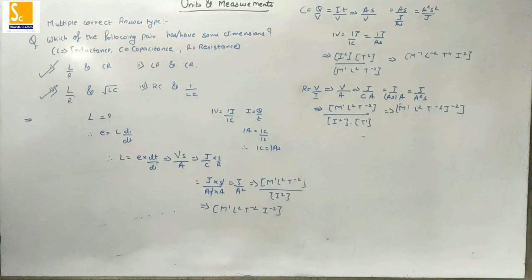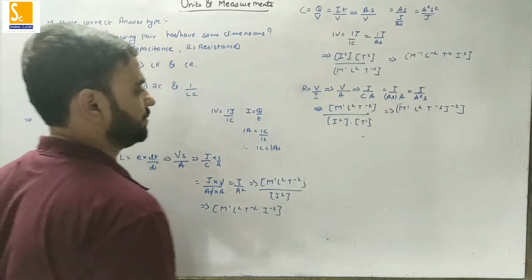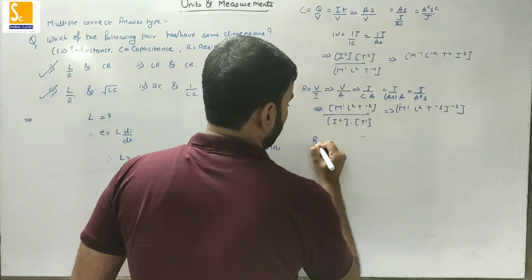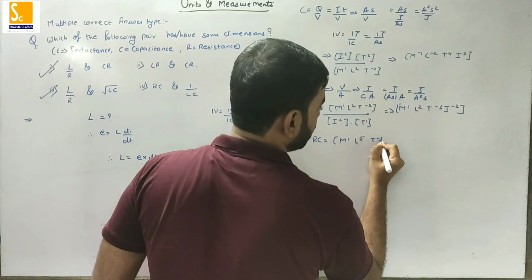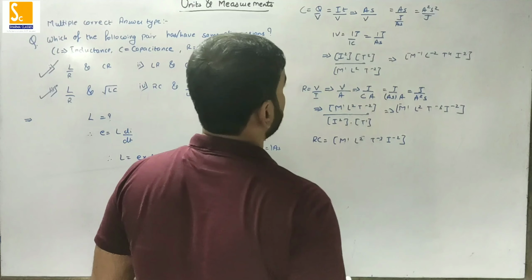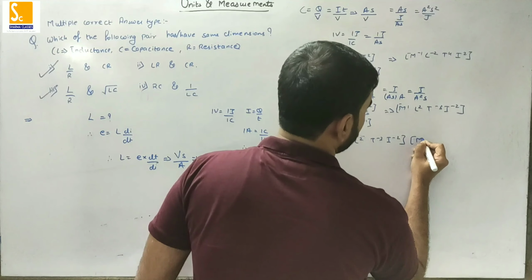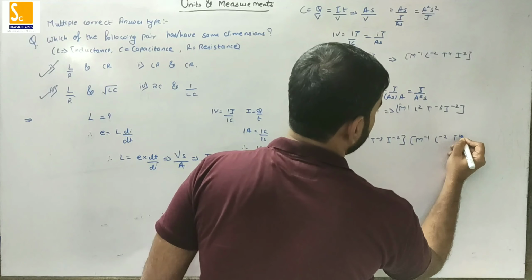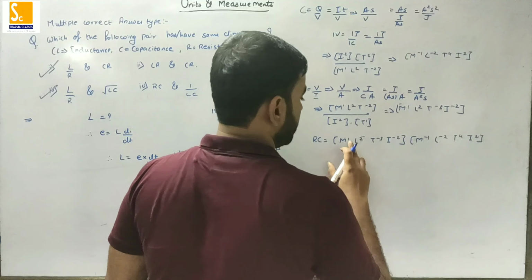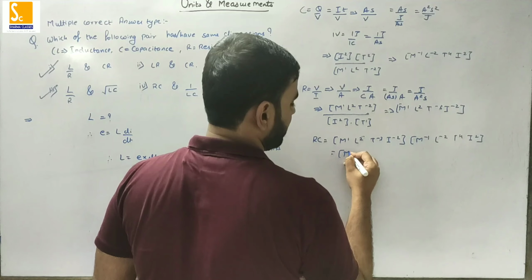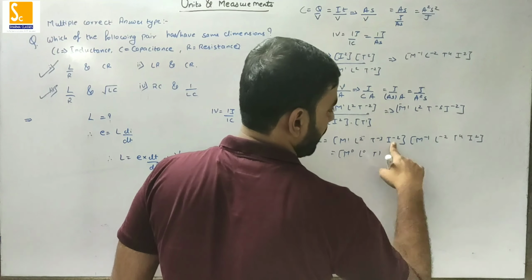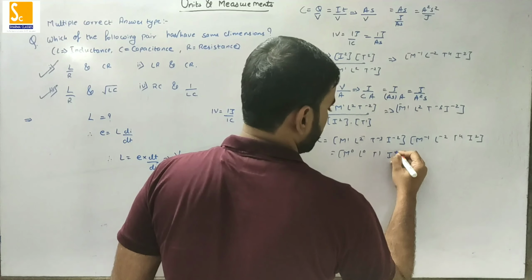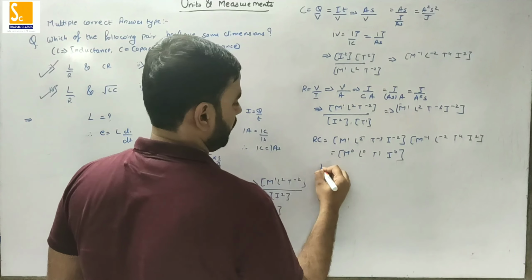Okay, let's check out for the fourth option, sorry, that is RC and 1 by LC. So RC, the value of R, m raised to 1 L raised to 2 t raised to minus 3 I raised to minus 2. The value of C, m raised to minus 1 L raised to minus 2 t to the power 4 I to the power 2. So 1 minus 1 comes out to be 0, 2 minus 2 0, minus 3 plus 4 1, minus 2 plus 2 0. So I to the power 0. Next we will see 1 upon LC.